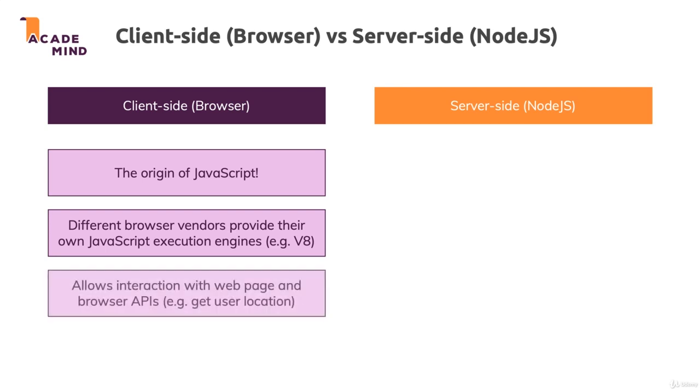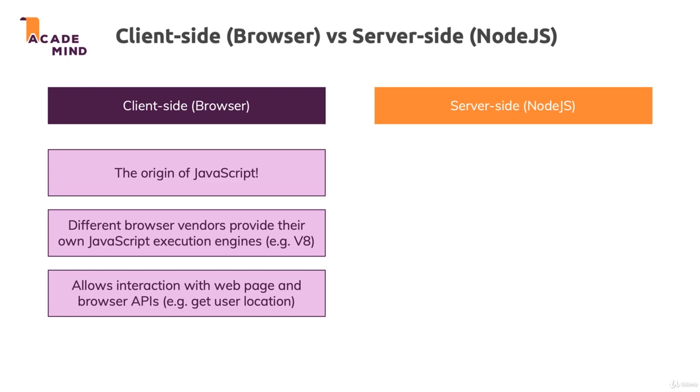And the important thing there is that in the browser, you are able to interact with the web page from inside JavaScript. You can manipulate the loaded web page. You can also use certain browser features, so-called APIs, for example, to get the user location.